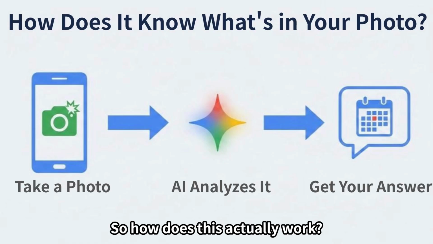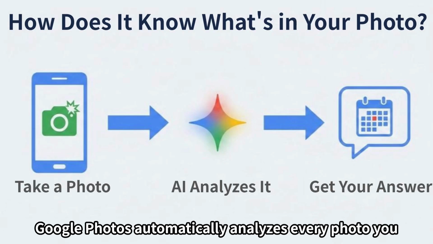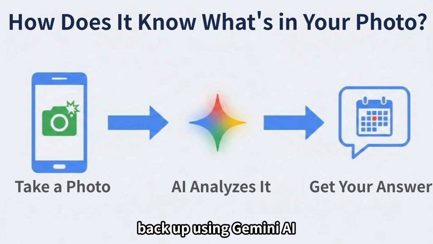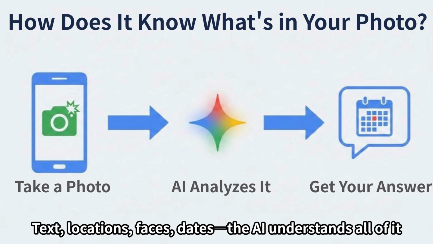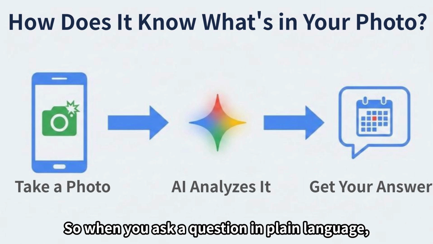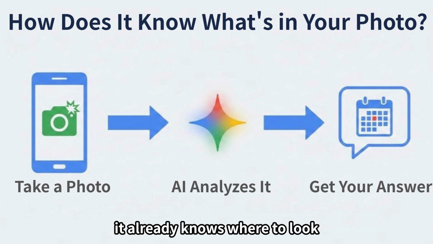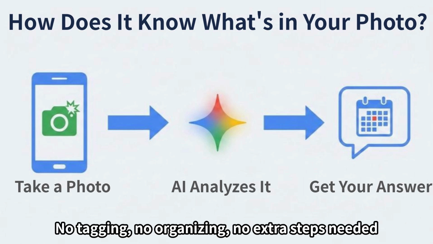So how does this actually work? Google Photos automatically analyzes every photo you back up using Gemini AI. Text, locations, faces, dates, the AI understands all of it. So when you ask a question in plain language, it already knows where to look. No tagging, no organizing, no extra steps needed.